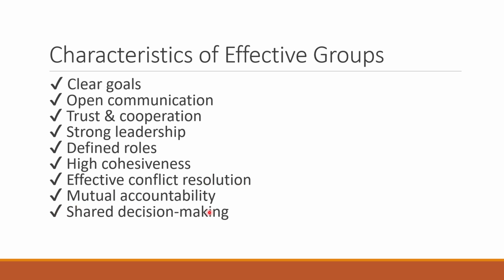Then there is mutual accountability, where everyone accepts responsibility for the performance. And finally, there is shared decision making, where each member of the group is a part of the process while any decision is made. So these characteristics turn any ordinary group into a high performing team.